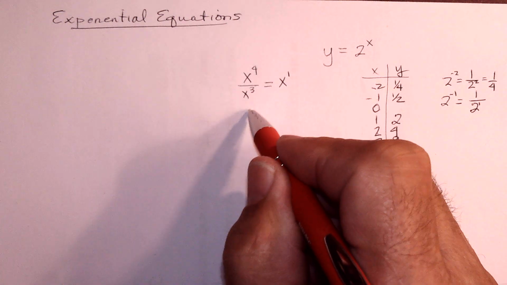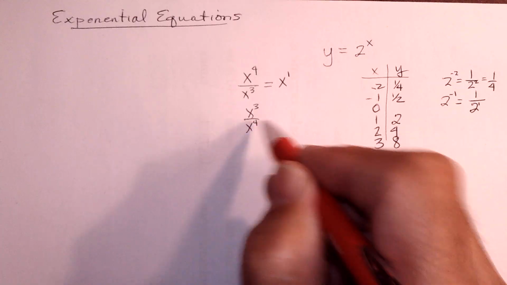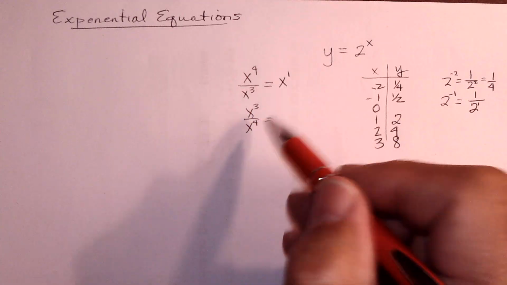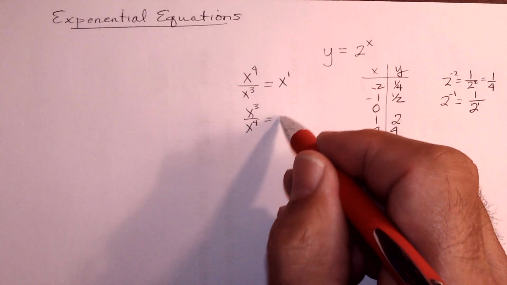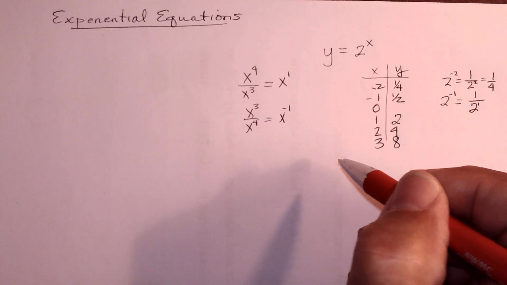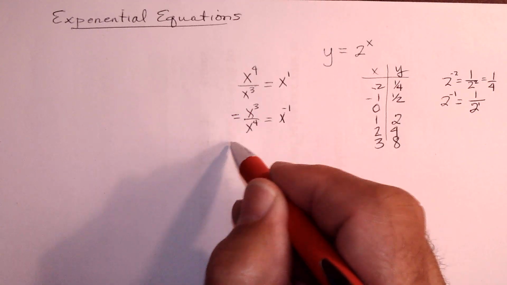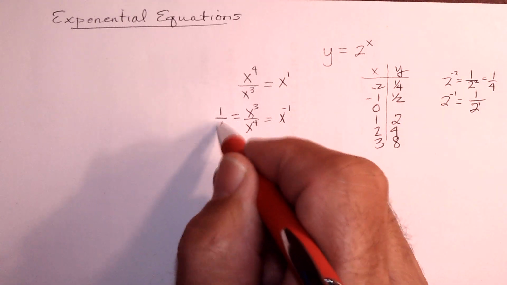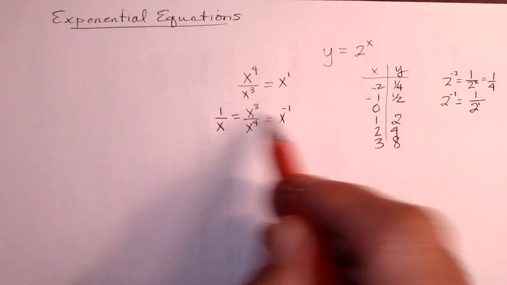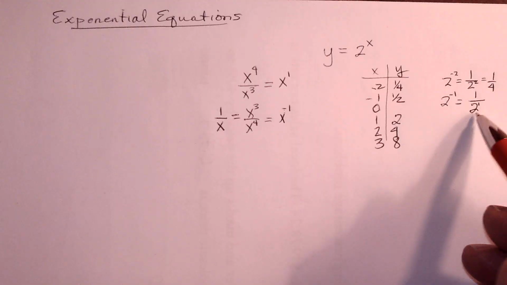So what would you get if you did x to the 3rd over x to the 4th? Well, 4 from 3, you'd get x to the -1, which is, if you think of it the other way, 3 x's cancel 3 of them and leaves 1 over x. So you can see x to the -1 is 1 over x, like I did here.